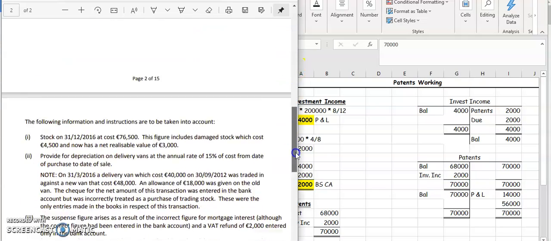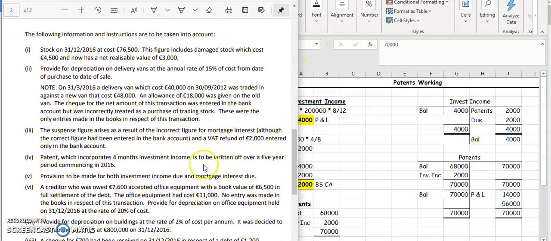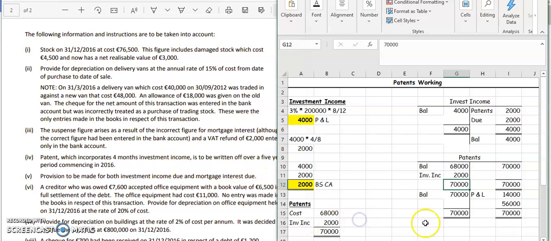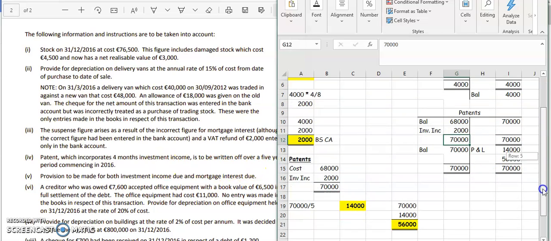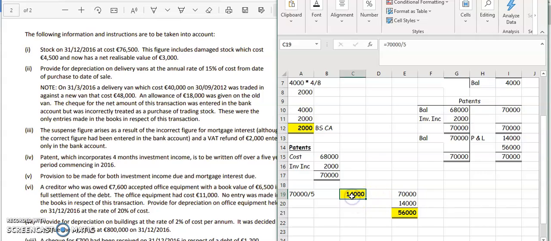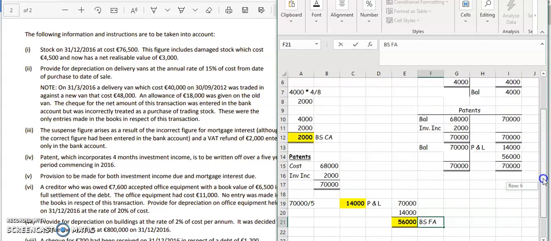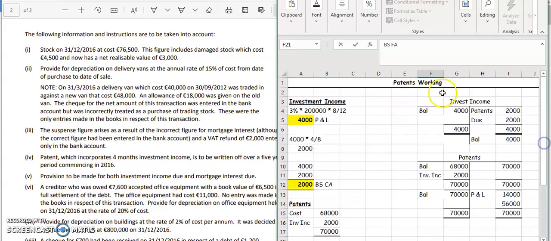It tells in the question that they're going to be written off over 5 years. So you're going to divide the 70,000 by 5 to see how much you're going to write it off by. And it's going to be 14,000. So that will go into your profit and loss account as an expense. And then the new figure left is 56,000. That will go into your balance sheet underneath your fixed assets, as an intangible fixed asset figure. And that's how you answer your patents working.